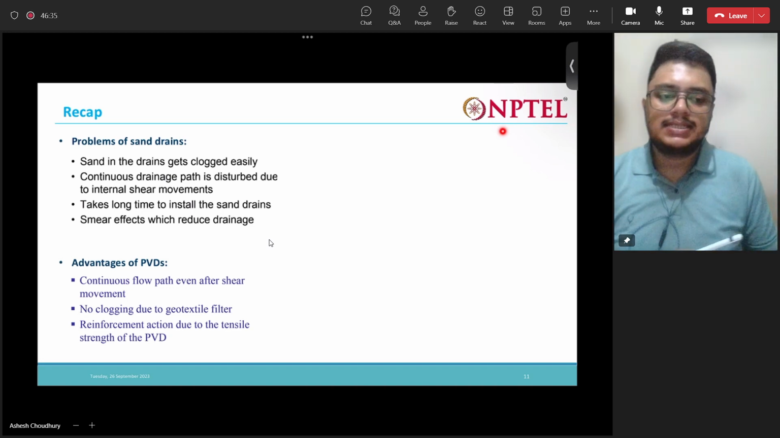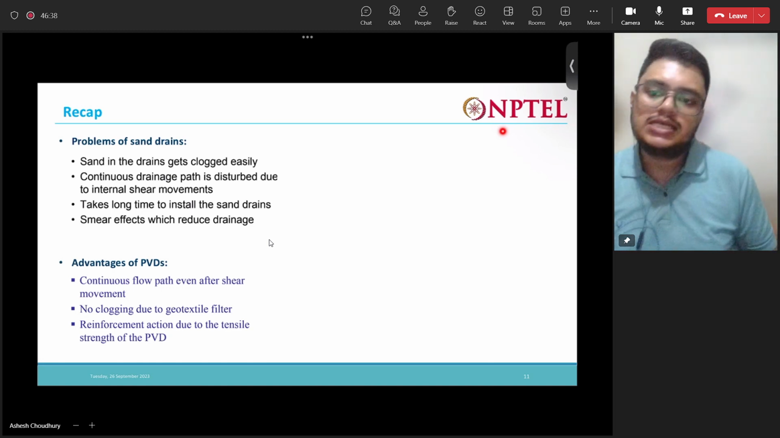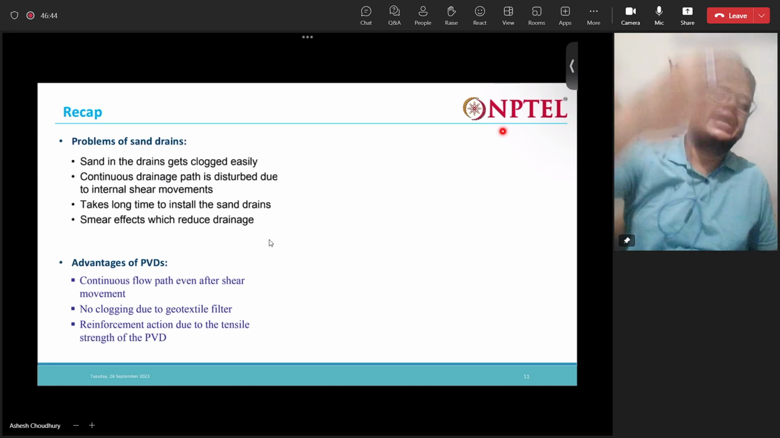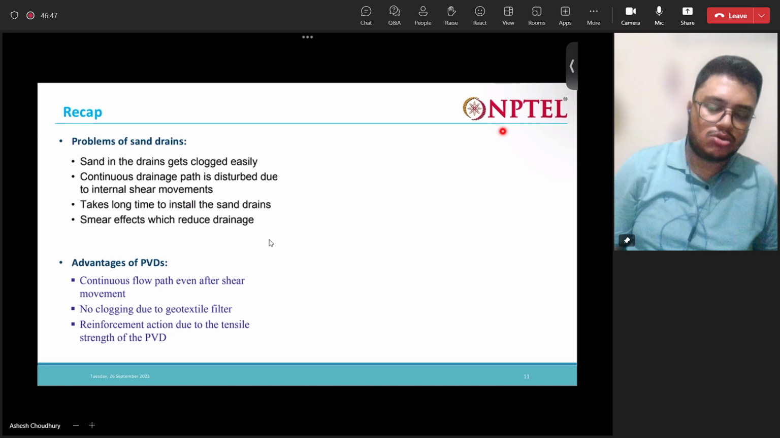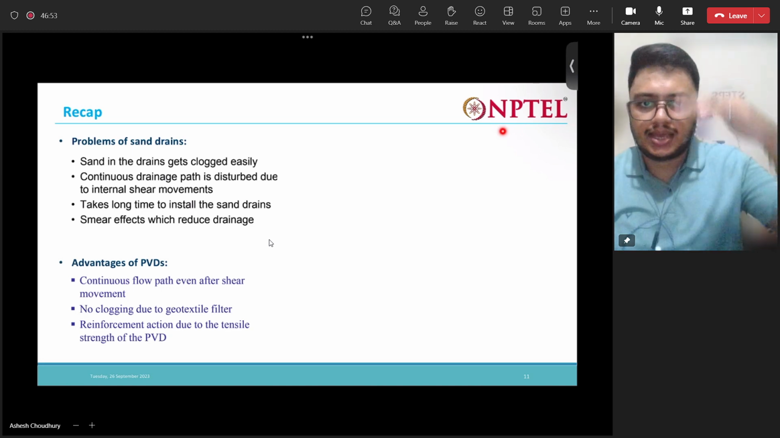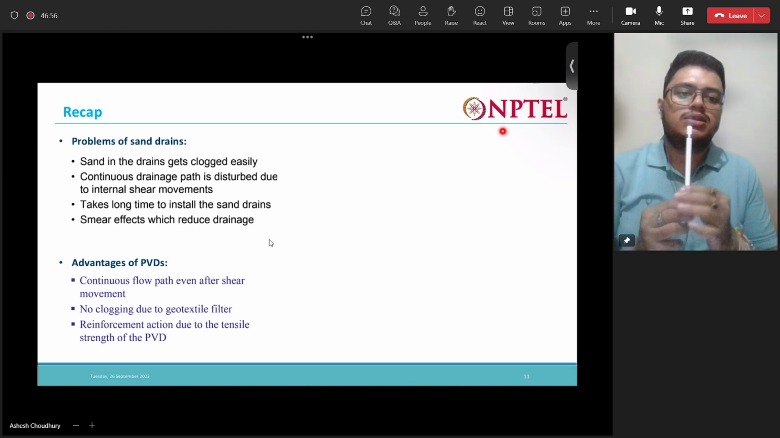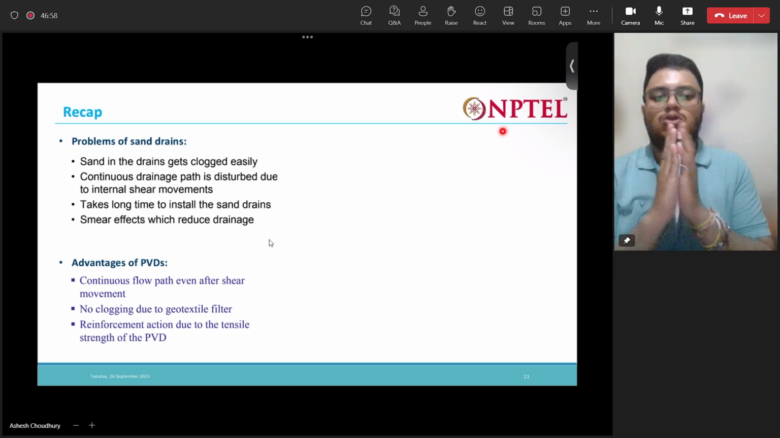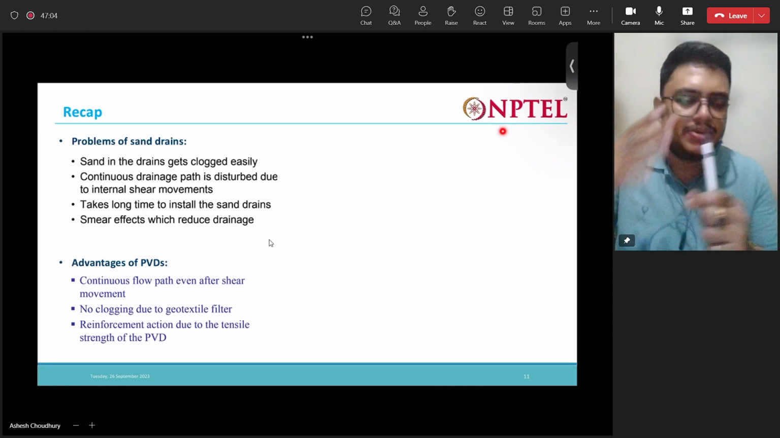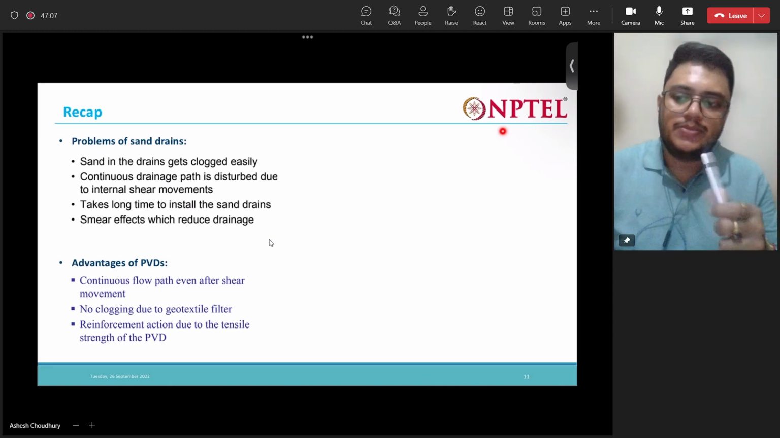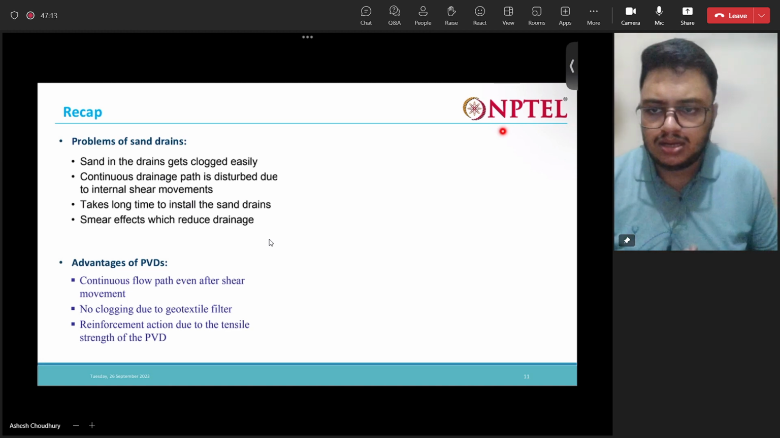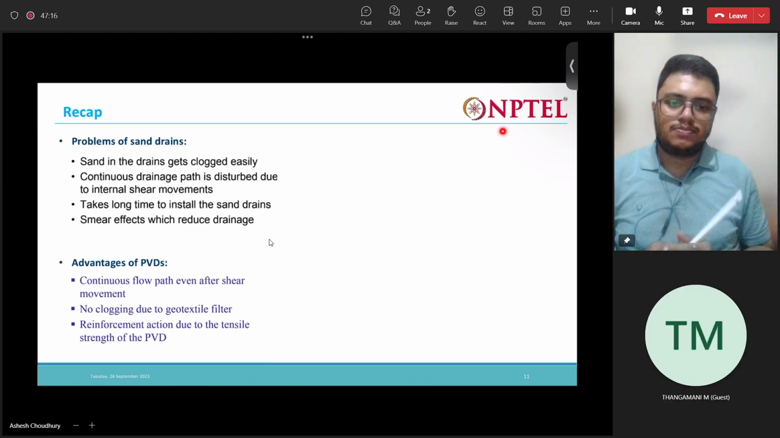The second thing that happens is that the continuous drainage path is disturbed due to internal shear movement. As you know, you have a long sand column, and you are providing load at the top. There will be continuous movement of this column, so some shear deformations will be there. Because of that, this continuous flow of water is disturbed.